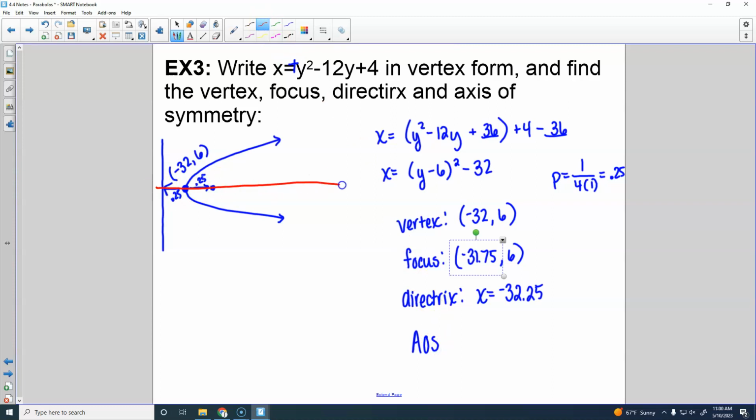And then the axis of symmetry is that horizontal line. And Smith, what's the equation of our axis of symmetry going to be? Y equals negative 32? No. It's going to be y equals. It goes through the vertex. What's the y coordinate of the vertex? 6. So y equals 6. Yeah. Kind of zoned out. Okay. Questions?